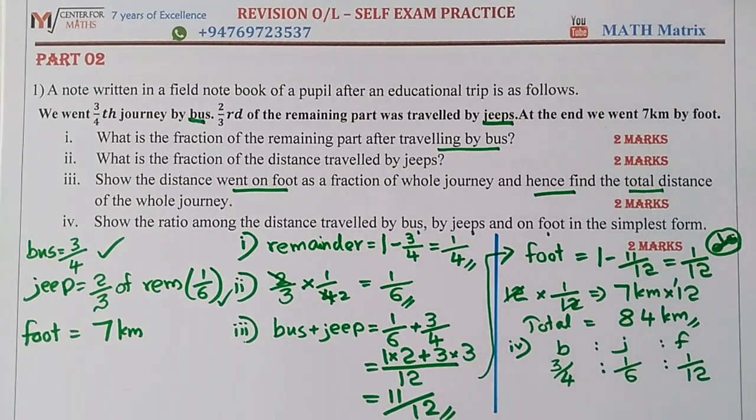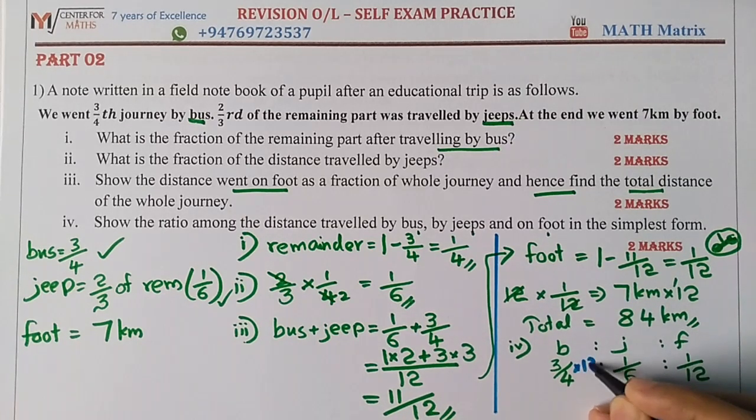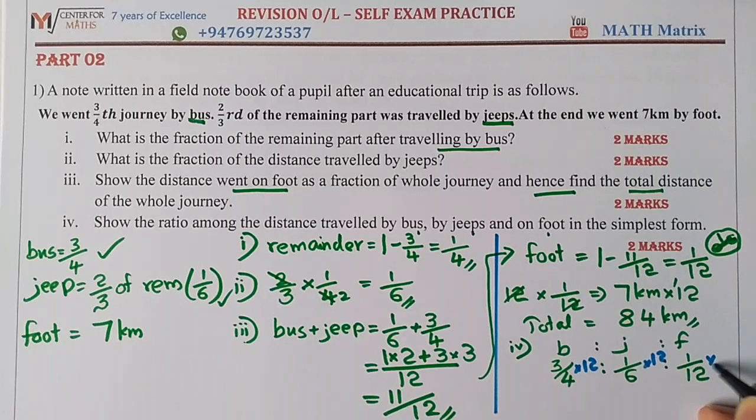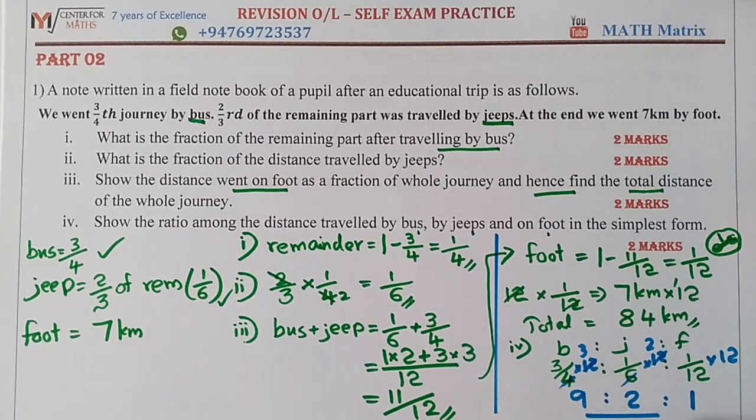So now how to show this in simplest form? What we have to do now? Yes, we have to multiply them all by the LCM. So what's the LCM of 4, 6 and 12? Already we knew that it's 12. So we'll multiply them all by 12. 12 and 12 cancel, so 1 is remaining. For the next one, 6 into 12, 2 is remaining, 2 ones are 2. Then 4 into 12, 3, then 3 threes are 9. So the final answer is 9 is to 2 is to 1. So that's the ratio. 2 marks for that.